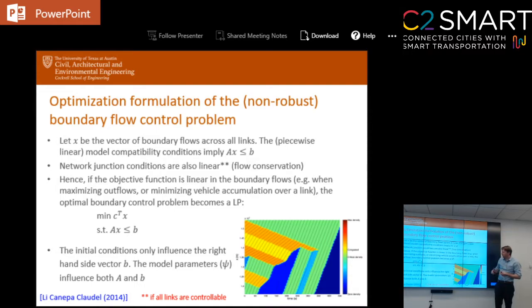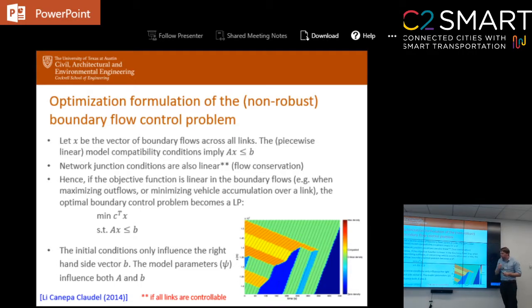So in that case, what you will get is a mixed integer linear programming problem if not every single link is controllable, and the number of Boolean variables will be the number of links that are not controlled multiplied by the time steps. So that can slow down the calculation. And what is interesting is also that the initial condition influences the right-hand side. So they appear in this B vector.